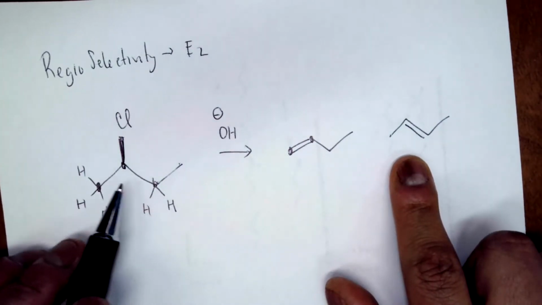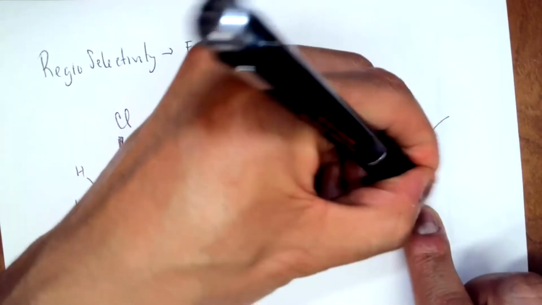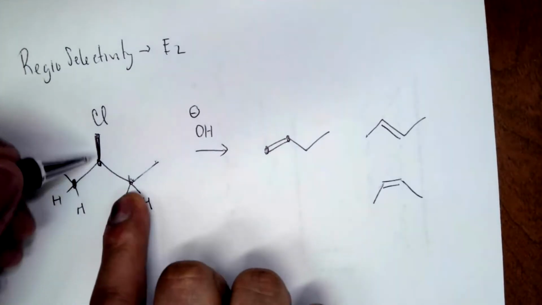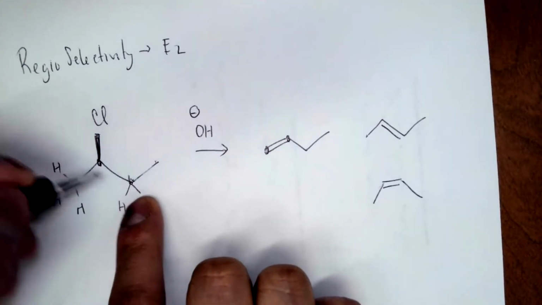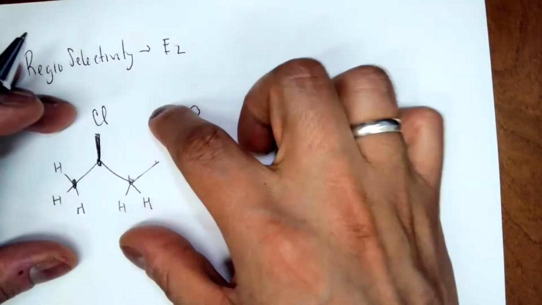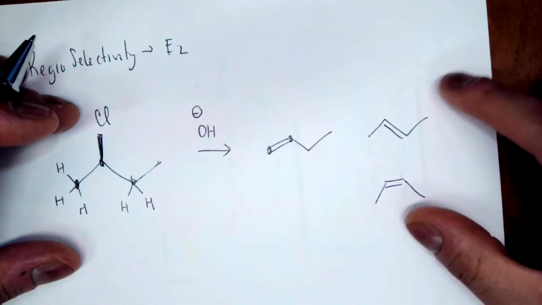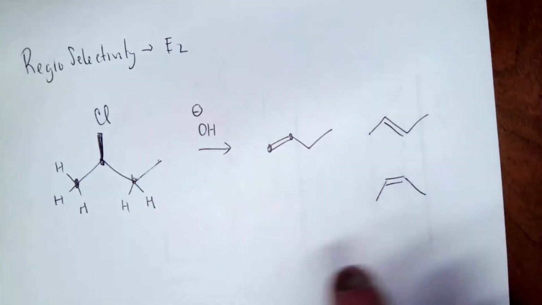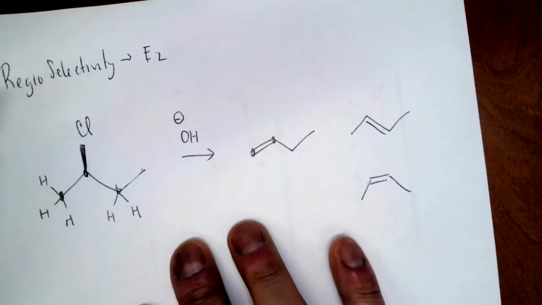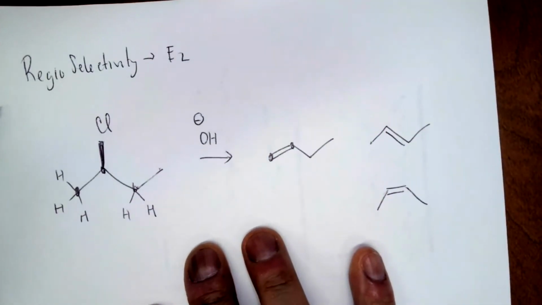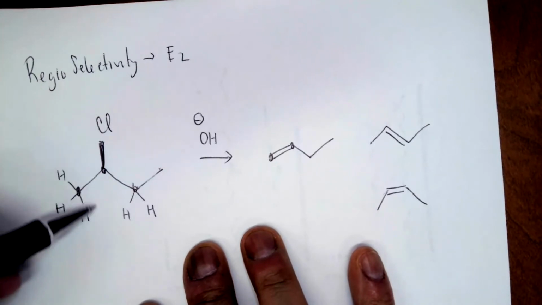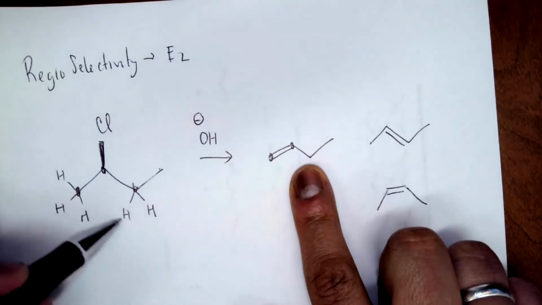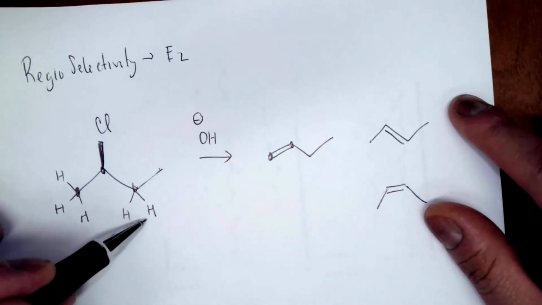Oh, professor, you're also going to get the trans? Sorry, the cis? Yes, you will also get the cis. The mechanism we will see in a minute, so don't get too confused about these two. How do you know whether you're getting cis or trans? That's coming in a second. Now, I just want to tell you about the regioselectivity of the reaction. If you eliminate these beta hydrogens, you get that product. If you eliminate these beta hydrogens, you get these two products.